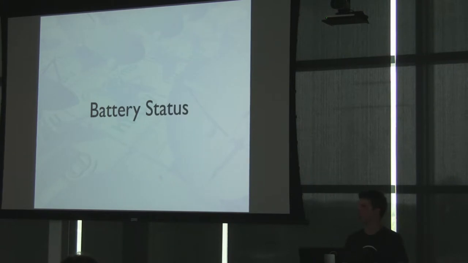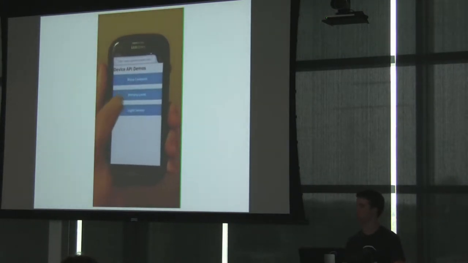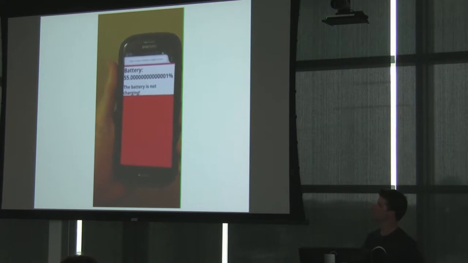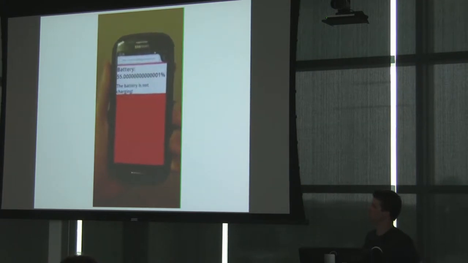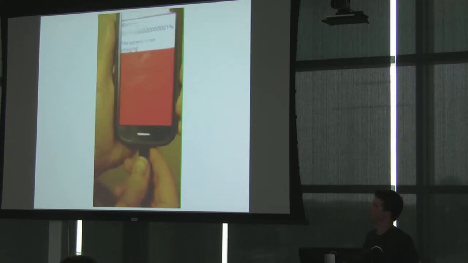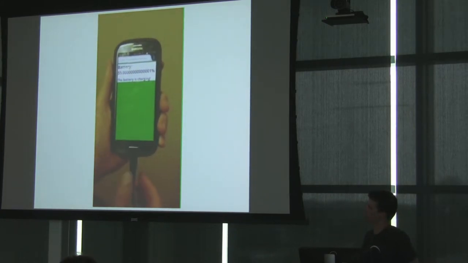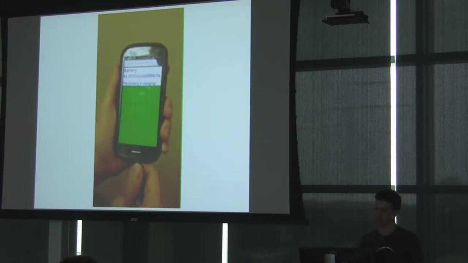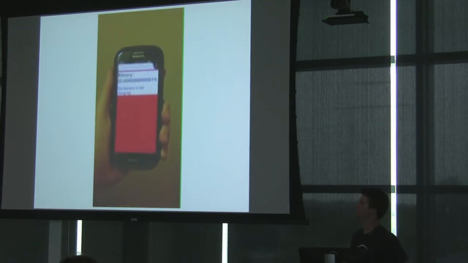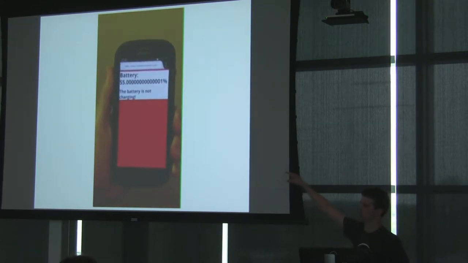The first one is battery status, and it's probably easiest just to show a demo of what this looks like. So this is a web page. And if you see, when I plug in a micro USB, the background changes. And when I unplug it, it changes again. And you can also see the amount of battery all the way down to the 0.0001%, thanks to floating point numbers in JavaScript.